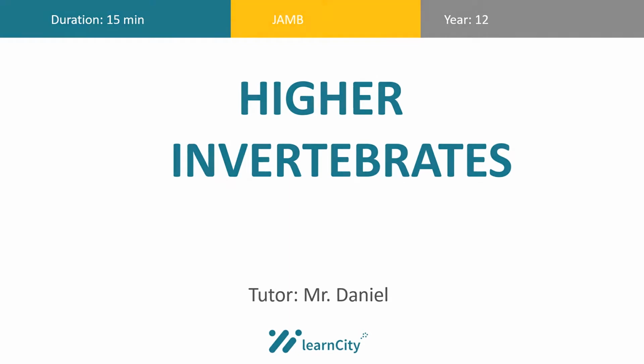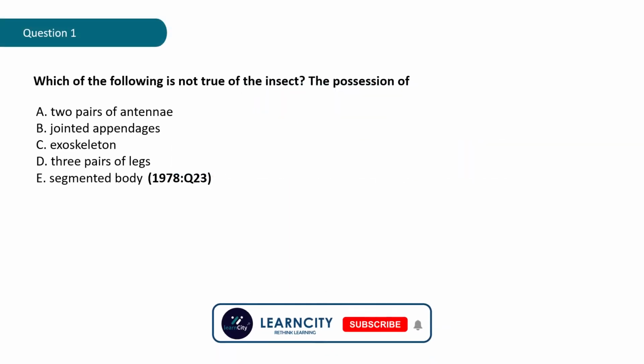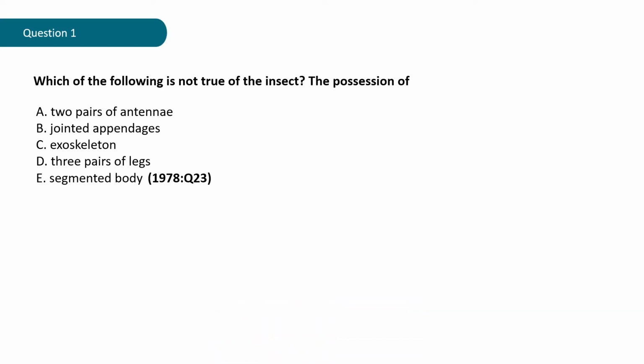First question, question 1. Which of the following is not true of the insect? The possession of A. 2 pairs of antennae, B. Jointed appendages, C. Exoskeleton, D. 3 pairs of legs, E. Segmented body. That question is gotten from the year 1978, question 23. Why not give that a try?